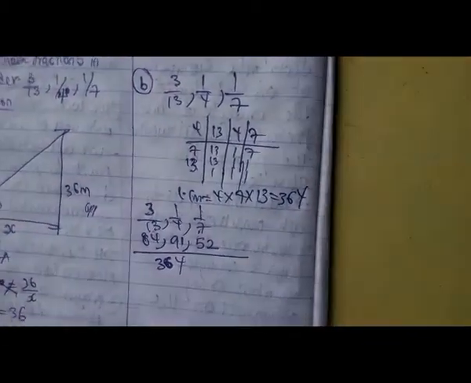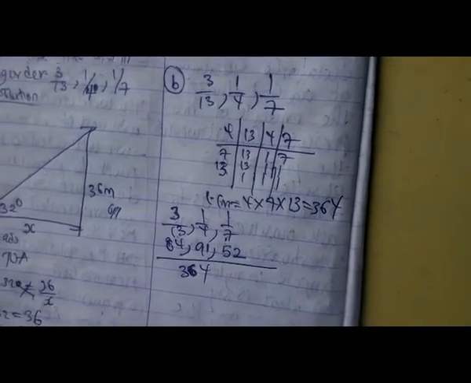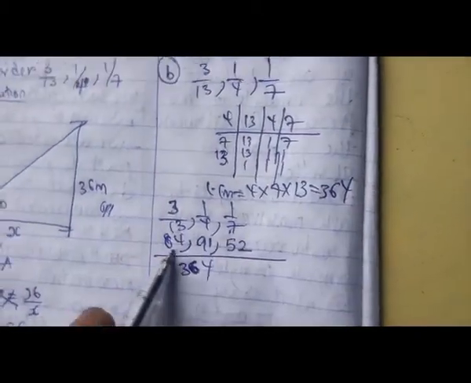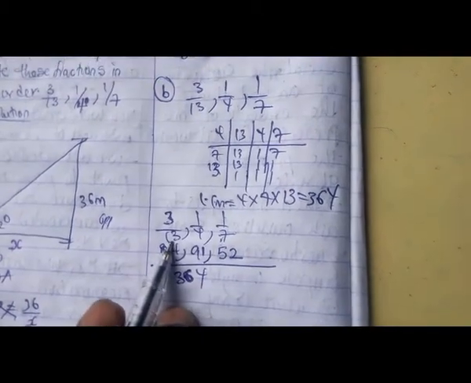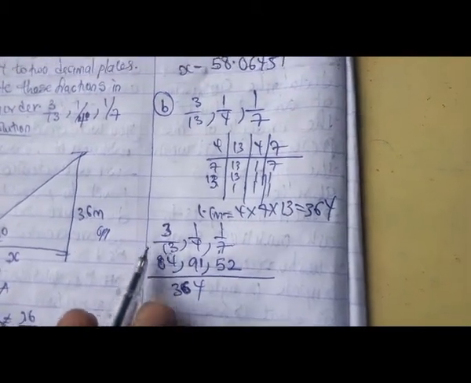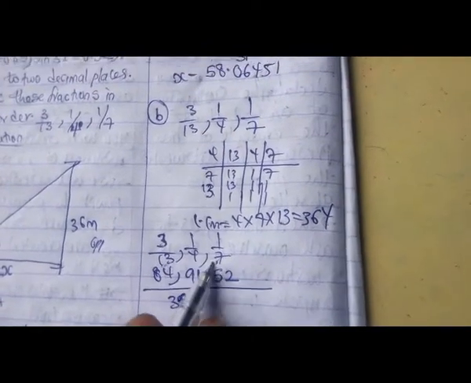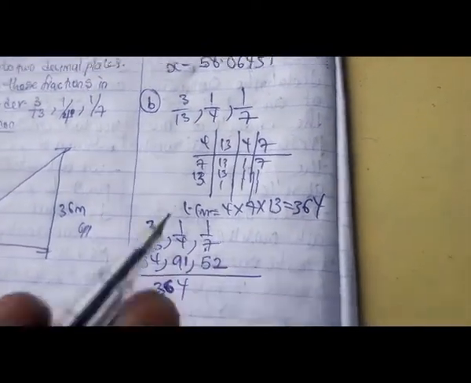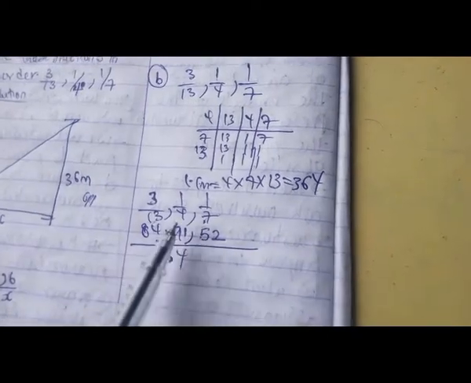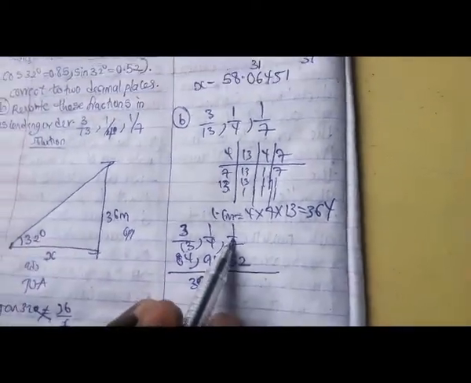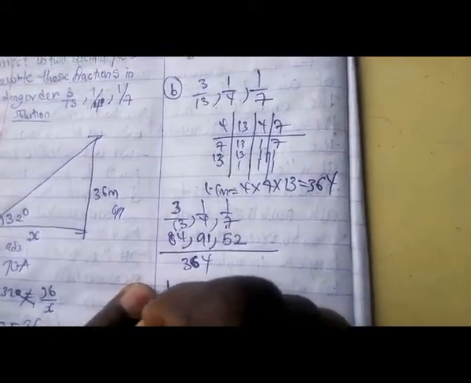So now we can know the highest number and the lowest number, since you have looked for the LCM of all these numbers. We have 84, 91 and 52. If you look at these numbers, which one is the smallest? 52. And this 52 is for 1 over 7. That means 1 over 7 is the smallest number.